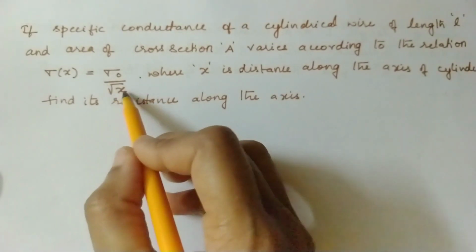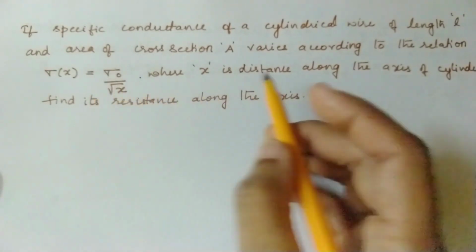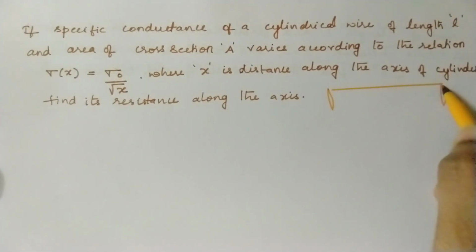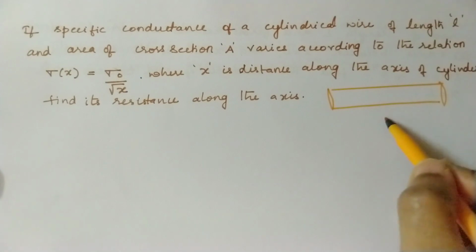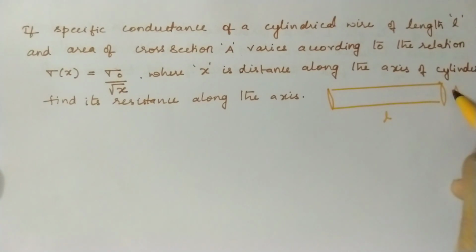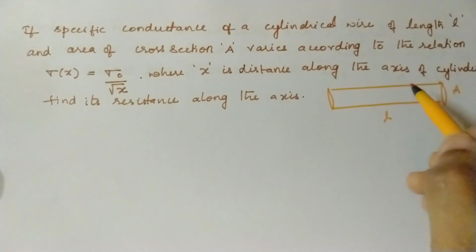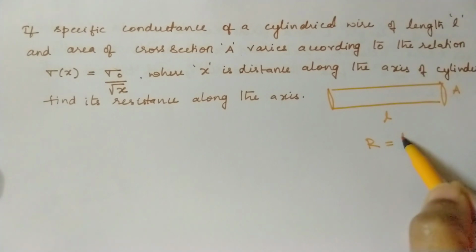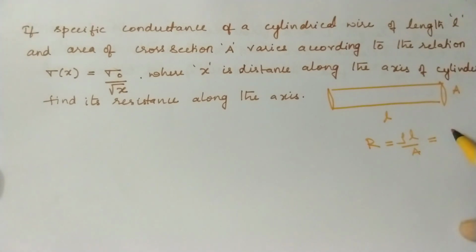Since conductivity is not a constant but a variable, assume that this is a cylinder whose length is L and area of cross section is A. Now we need to find its resistance. We already know that resistance is rho into L divided by A, or in terms of sigma, it is L by sigma into A, where sigma represents conductivity.